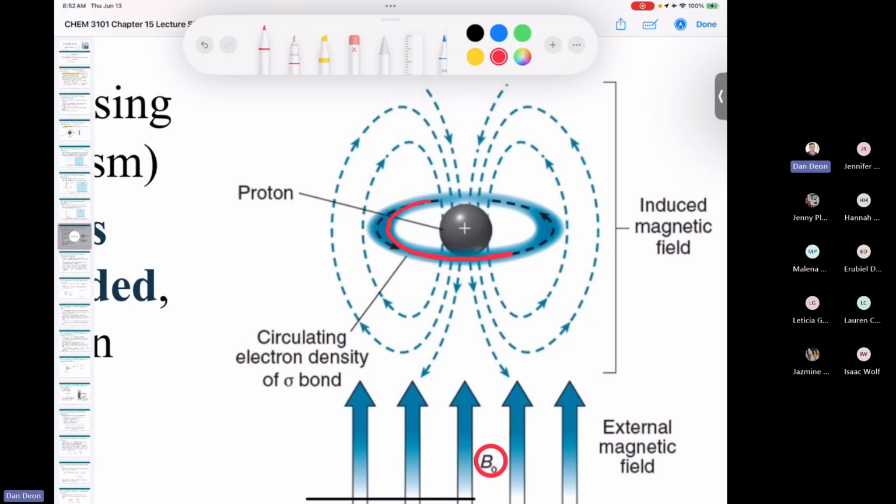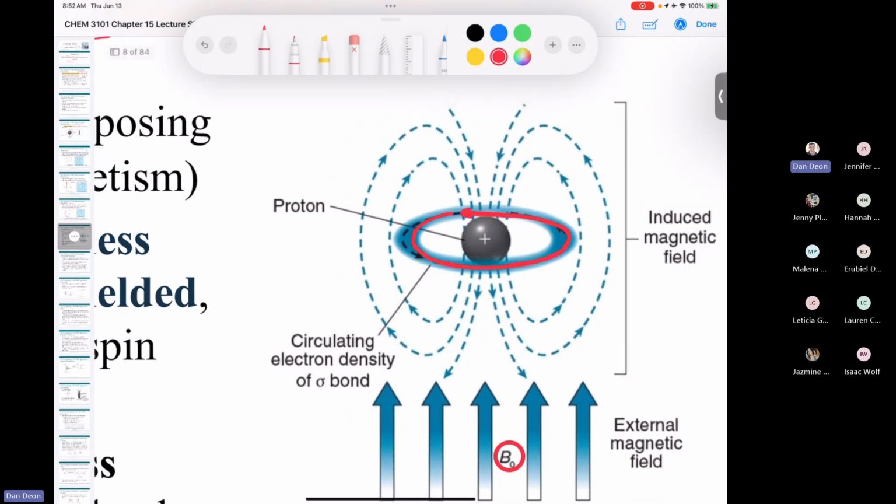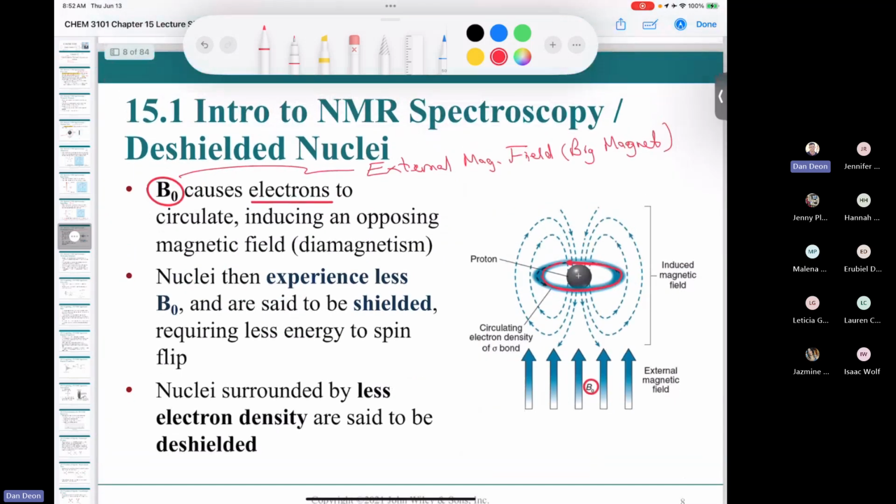So that's what this ring is here. These are the electrons that start circulating around. And what happens when we have a charge that's circulating? It creates a magnetic field. But you notice that the magnetic field that is a consequence of the electron spinning opposes the externally applied magnetic field. Look, the externally applied magnetic field is going in the up direction. You see that the magnetic field caused by the circulation of the electrons is going in the opposite direction.